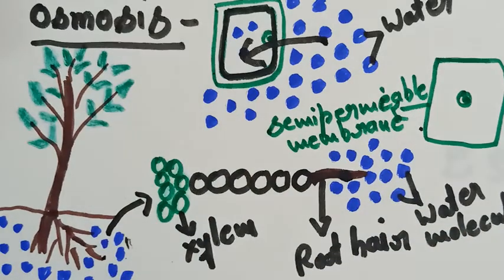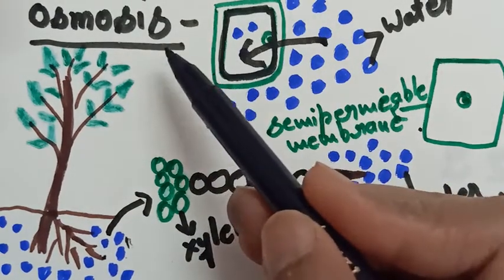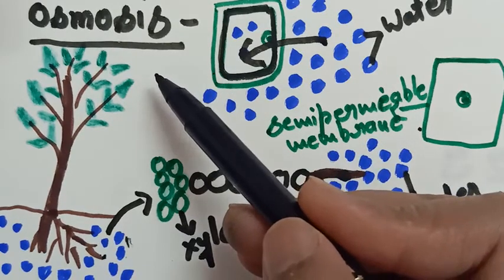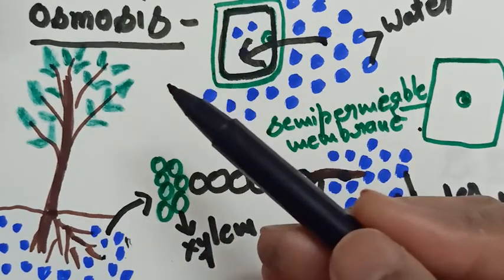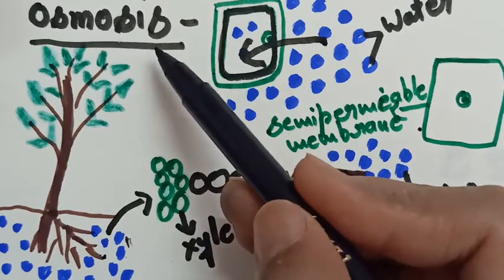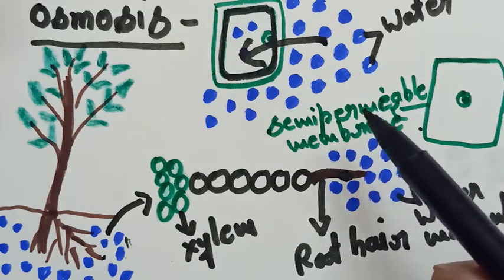All right, so students, simply osmosis is a type of diffusion. It is a kind of diffusion. Okay, but what kind of diffusion? It is a special kind of diffusion which takes place through a semi-permeable membrane.